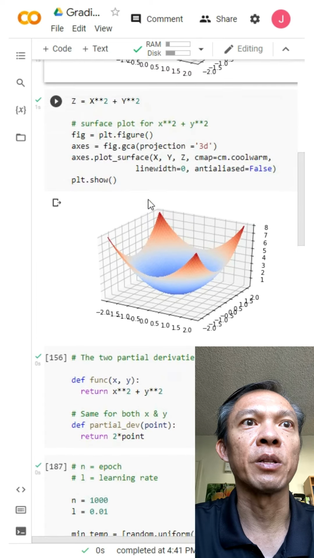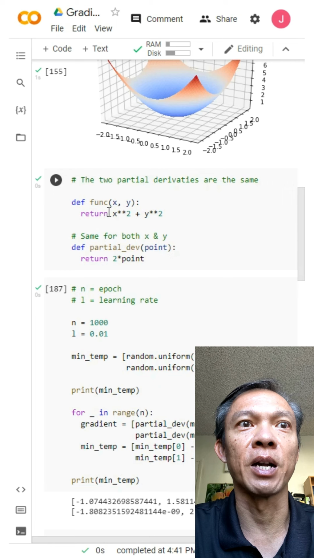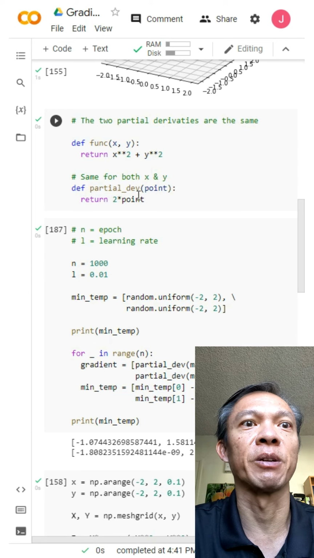Now to do the gradient descent, we can define the function, and this is how you define a function in Python, def with a colon. This function taking two values, x and y, is going to return x squared plus y squared right here. And then for the partial derivative, you notice that it's more or less the same for both x and y. So the partial derivative with respect to x is 2 times x to the 1 power right here. So for this, I'm just using one function definition for both partial derivatives of x and y. Just put in the point, return 2 times the point, the partial derivative.